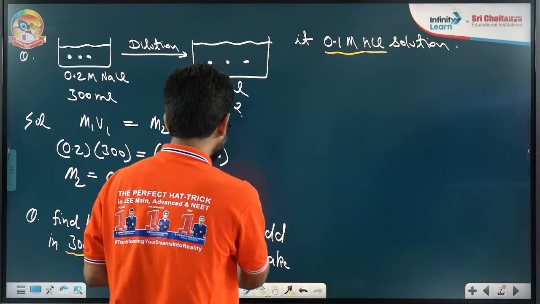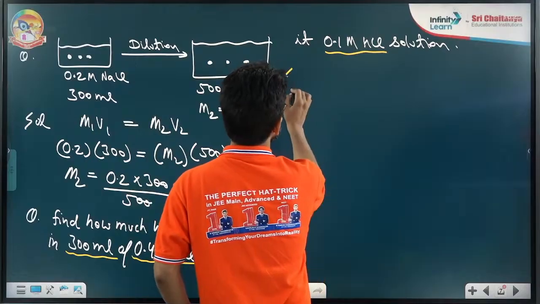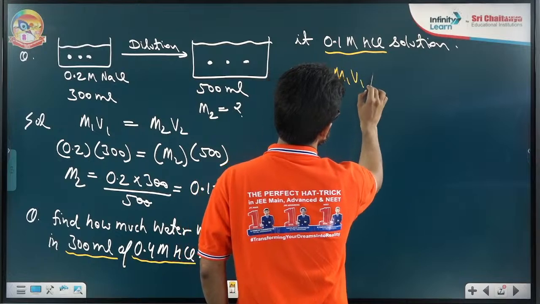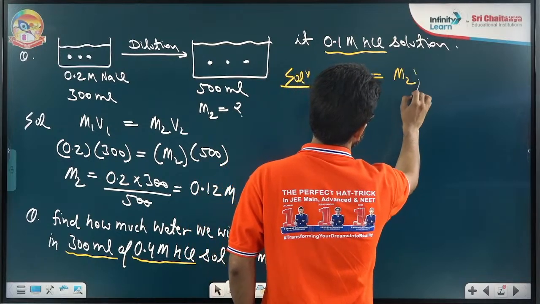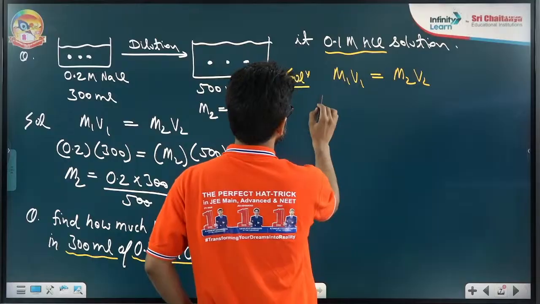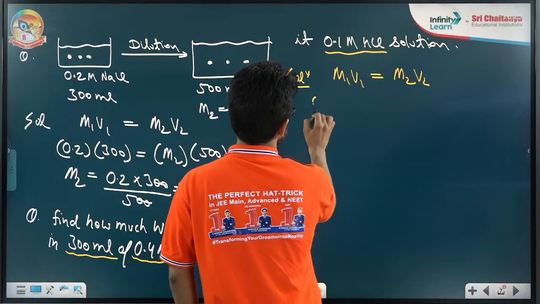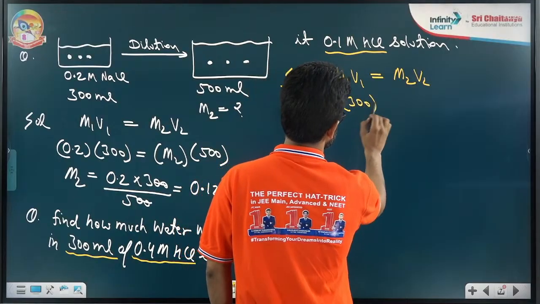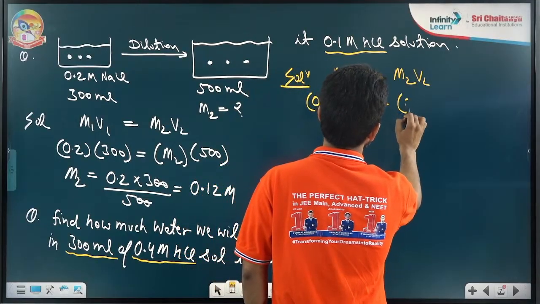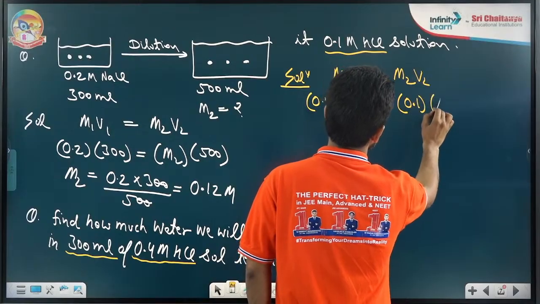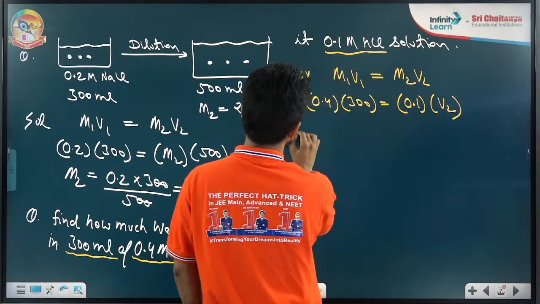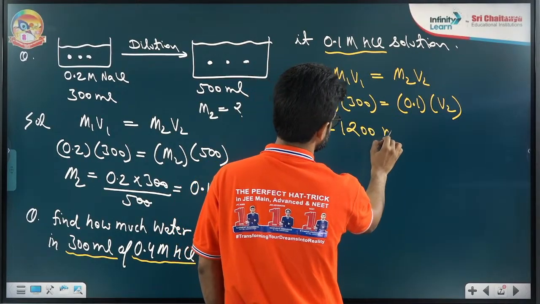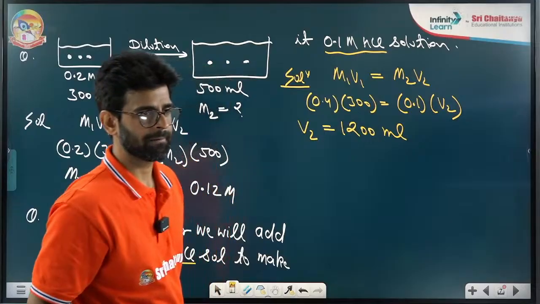You are very much right about finding V2. You are applying M1 V1 equals M2 V2. M1 is 0.4 molar, volume is 300 ml, and M2 is 0.1. I can find V2. V2 is very much clear. How much is it coming? 1200 ml.